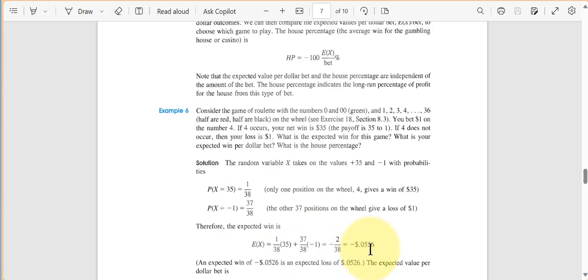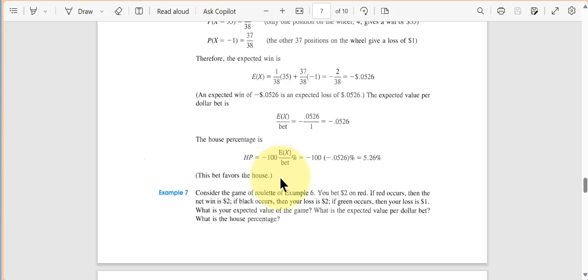So if it was what's called a fair game, your expected value should be 0, but your expected value is not 0. It's minus 0.05. So that basically means that the house, the owners of the casino, will make 5% on every dollar that's bet.